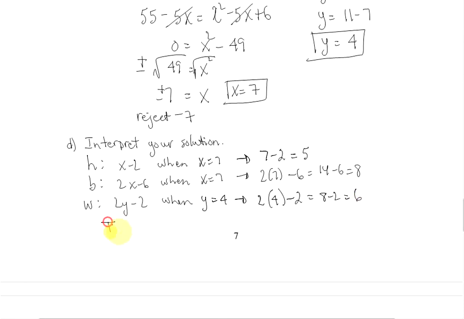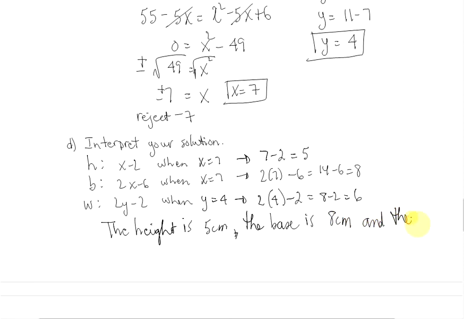So the height is 5 centimeters. The base is 8 centimeters. And the width is 6 centimeters. And you can check to see if all this is true too.